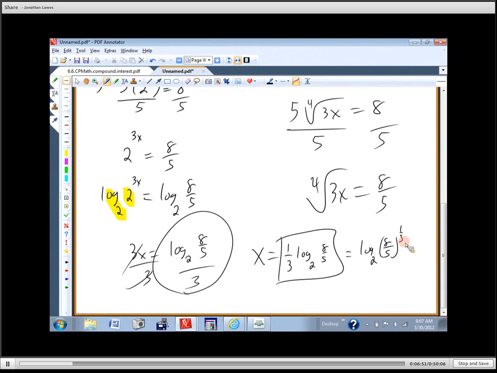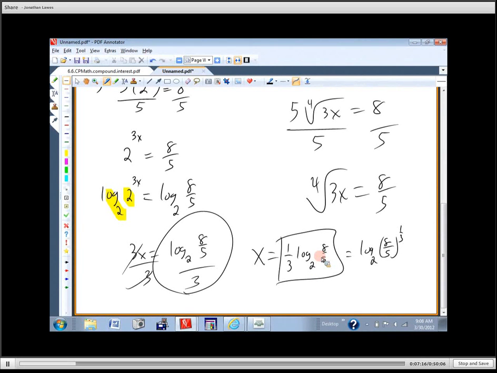Now say that again. 2 to the 8/5. No, well that's not what this means. This right here isn't a base of an exponential, it's a base of a logarithm. So this isn't an exponent. It's the number we're taking the log of. Okay, everybody good there?